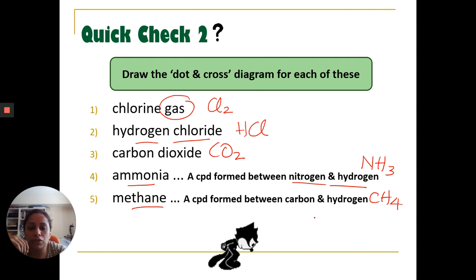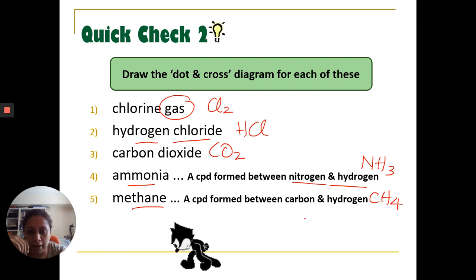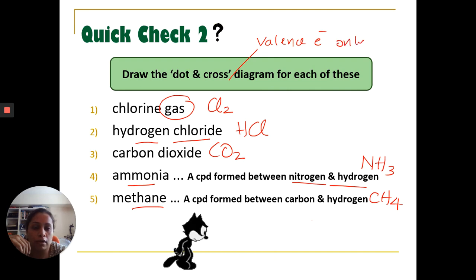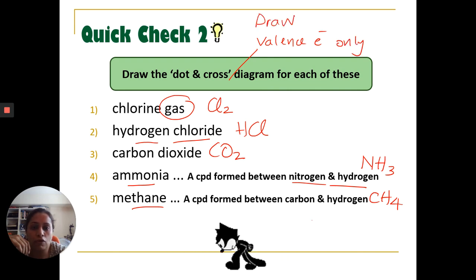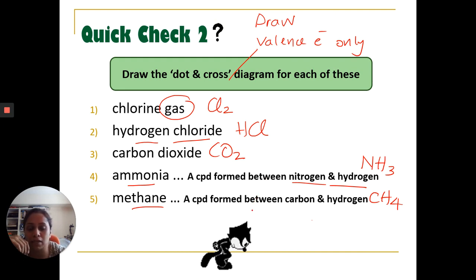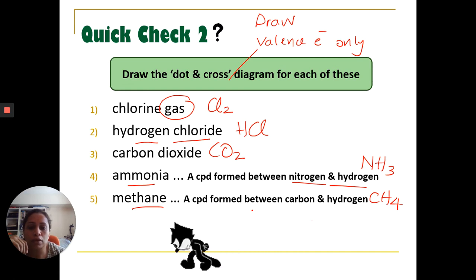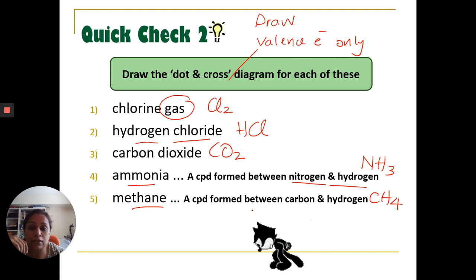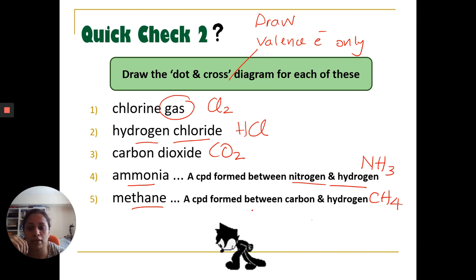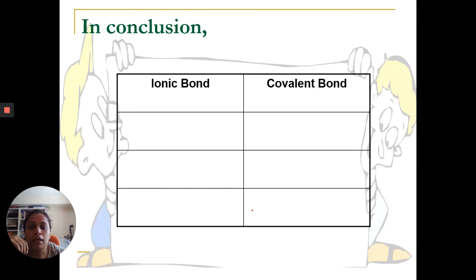You're going to use all these formulas to draw a dot and cross diagram. Just draw valence electrons only. I put here: draw valence electrons only, so you don't have to draw all the inner shells. We don't want it to look messy. That's your homework. Before you come back to my next lesson, this should be done, because the recorded video is about 20 to 25 minutes, so you can use the rest of your lesson time to complete this drawing. There are only 5.